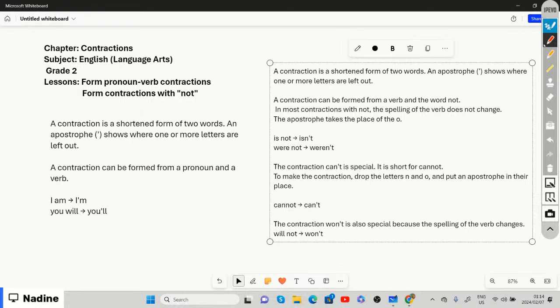And then we also have a contraction, right? Where we use the word not.